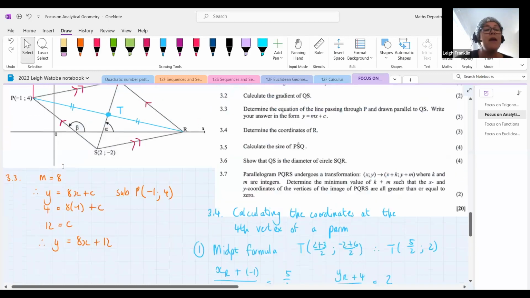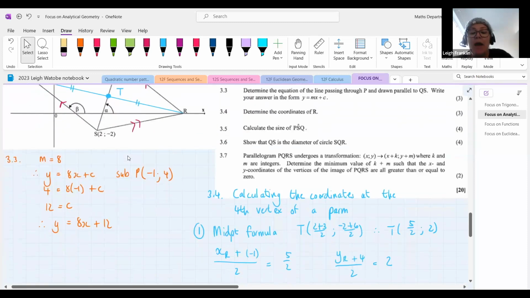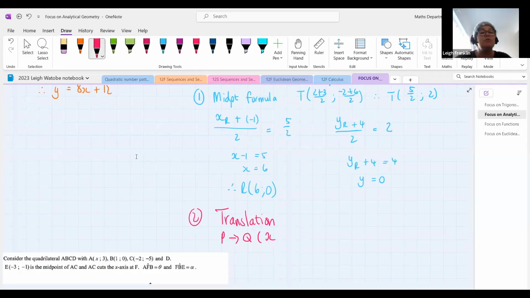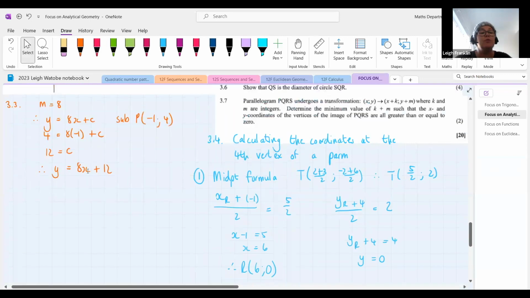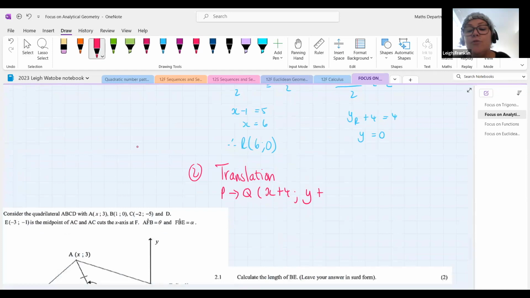So in terms of X, I go from -1 at P to 3 at Q. How many units have I moved over to the right? If I've started at -1 and I'm now at 3, it means that I have gone 4 to the right. So I need to add 4 onto X. As far as Y is concerned, I've also gone up. I've gone from 4 to 6. So I've added 2.